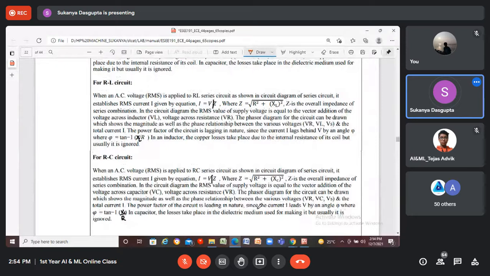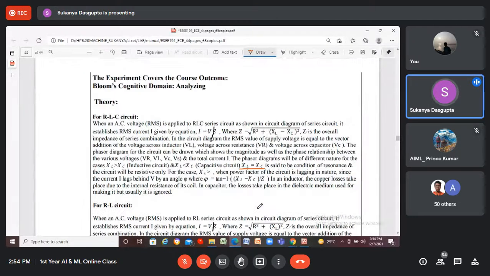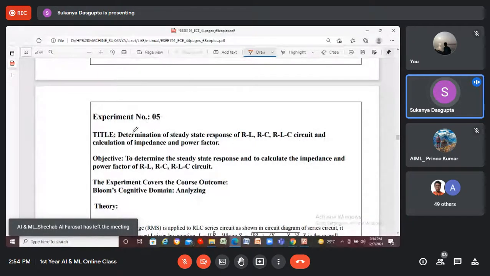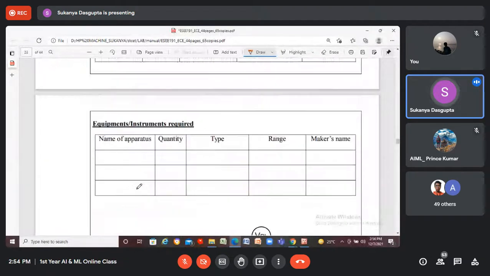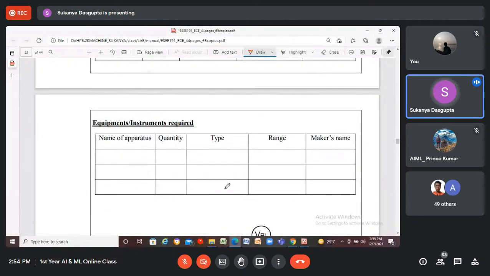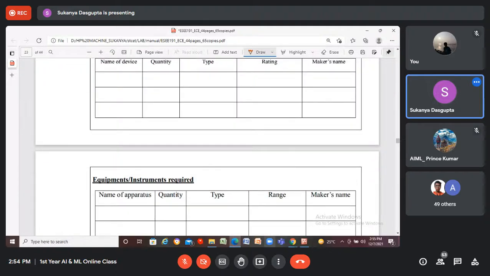Ma'am, we will write the theory also? No, you don't need to write theory in the practical report. You will write the experiment number, title, and objective. Then you will draw the apparatus table, that means the device under test, equipment, and instruments required. Nitu madam will help you to tabulate this table.